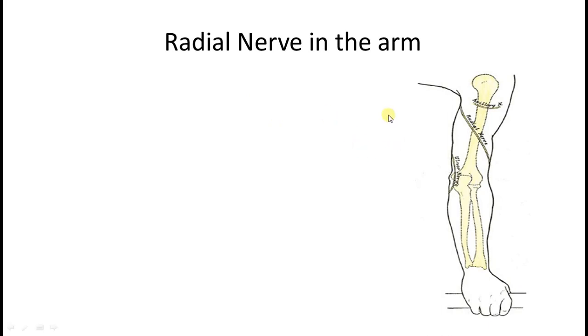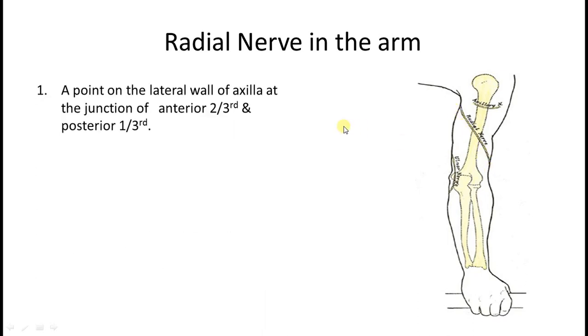Radial nerve in the arm, especially in the spiral groove. Again, this is your lateral wall of the axilla, at the junction of anterior 2/3 and posterior 1/3. That point serves as a surface marking for 3 structures: the axillary artery termination, the brachial artery beginning, and the median nerve marking. We have seen that same point.